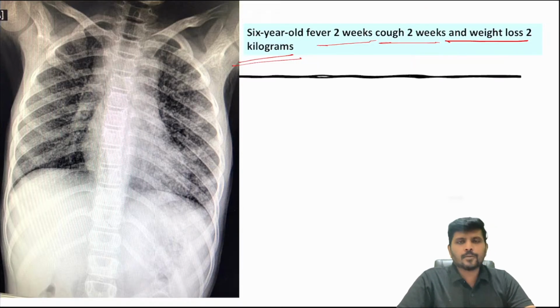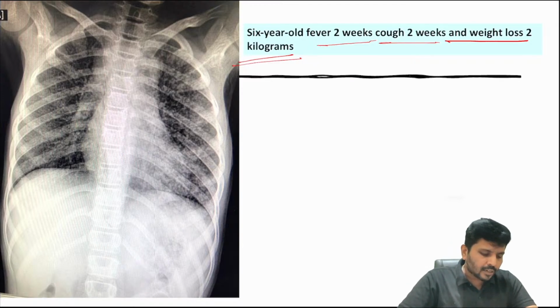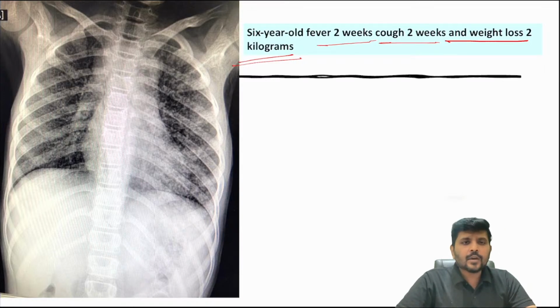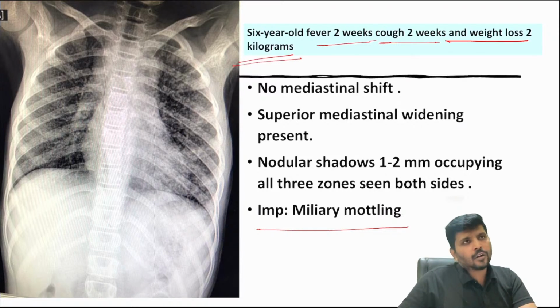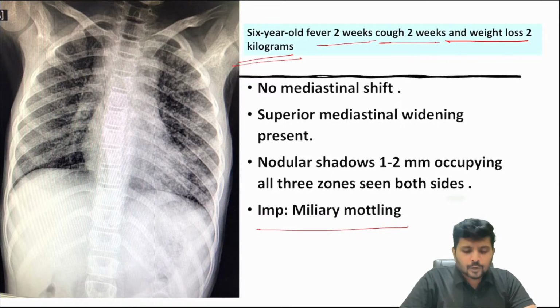But what is this pattern called? You could see numerous structures symmetrically over the entire upper and lower lobe, and these structures presenting over the entire right and left thorax is called miliary pattern. Miliary pattern. These nodular shadows of 1 to 2 millimeter occupying all three zones are suggestive of miliary pattern. Otherwise, it is suggestive of tuberculosis.